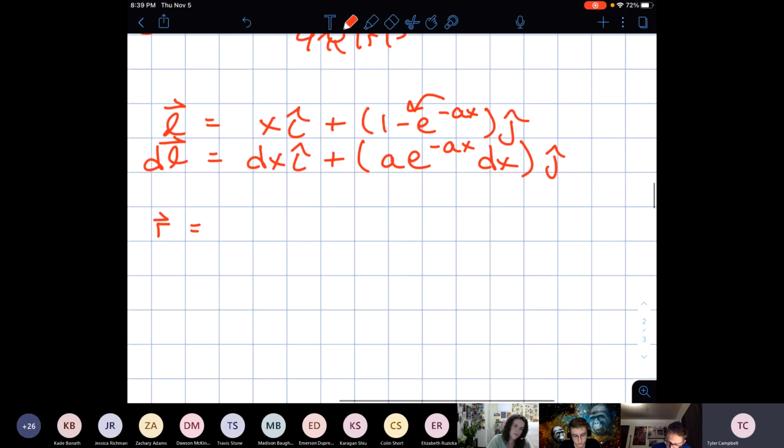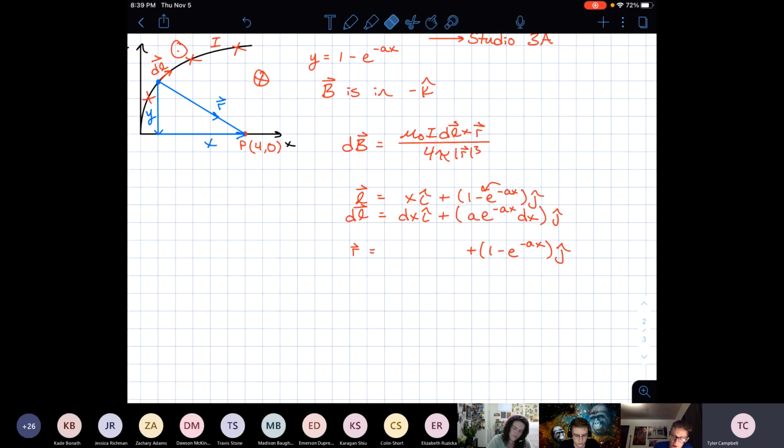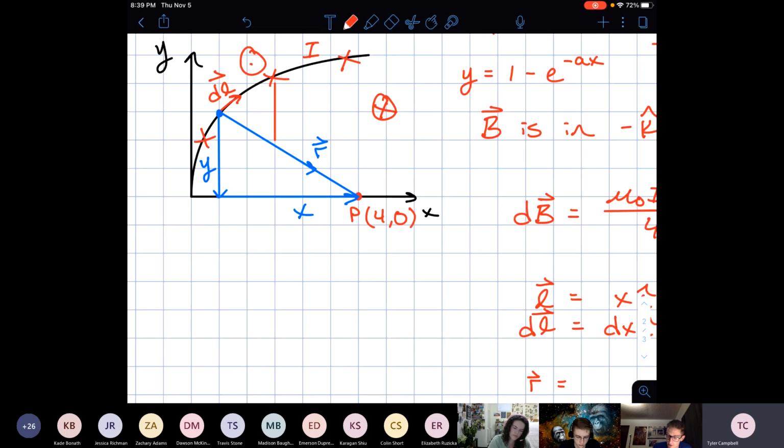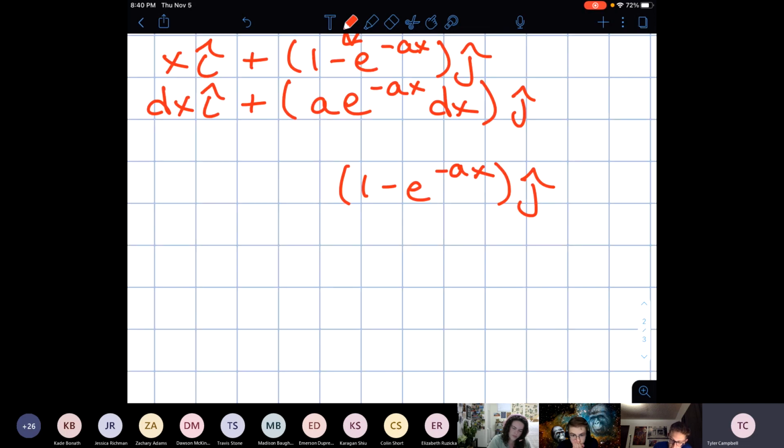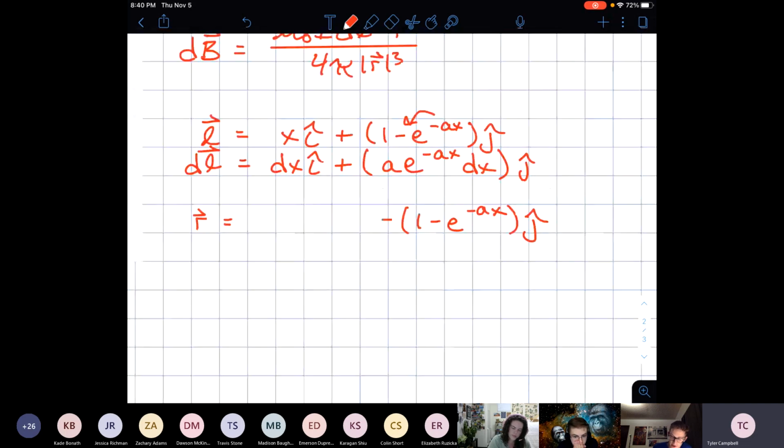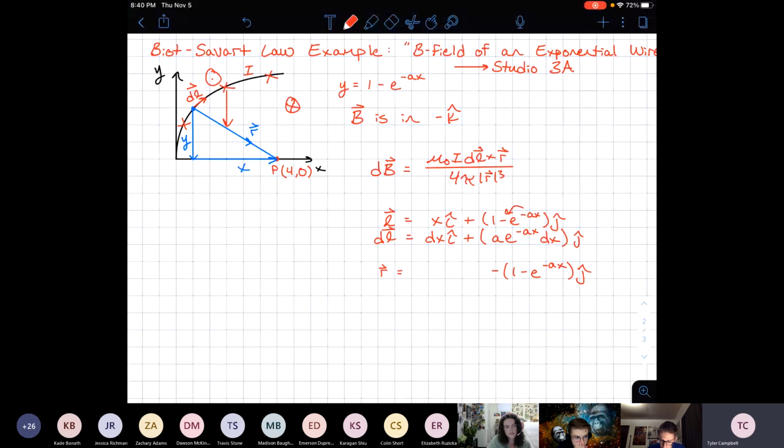I'm just going to write that out again, and that's going to be plus 1 minus e to the negative ax, j. Oh, sorry, and then one last thing. We have to move down from, no matter where I'm at on my function. If I was up here, for example, I still have to move down to get to my point. So I almost messed it up. This needs to be the negative version of that function. Sorry about that, because we are moving down to get to whatever point P is, which is down on the x-axis. So I apologize for that.